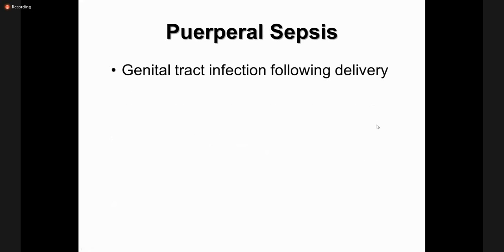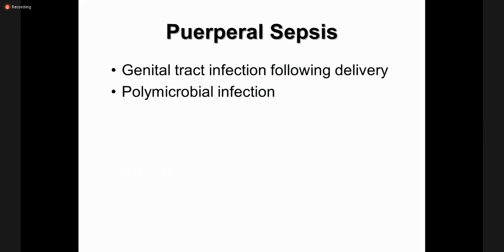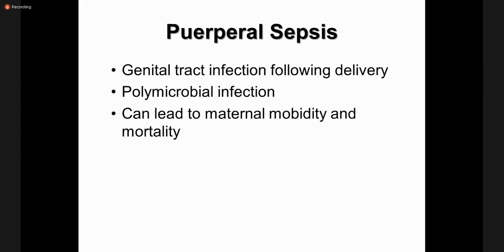Now, puerperal sepsis. What is puerperal sepsis? It is a genital tract infection following delivery. It is polymicrobial, meaning multiple microorganisms are involved, and can lead to maternal morbidity and mortality. It is serious because it is sepsis, so it causes septicemia, and the infection arises from the genital tract. This is important. You have to treat the patient, otherwise she will end up in mortality.